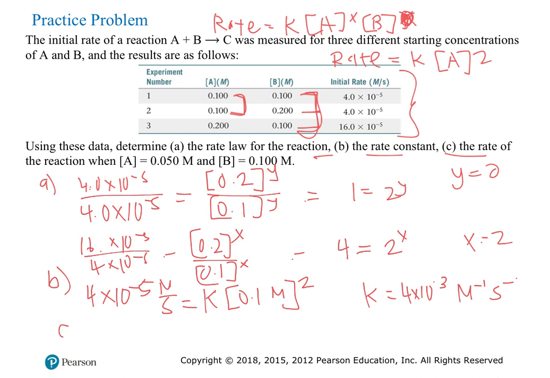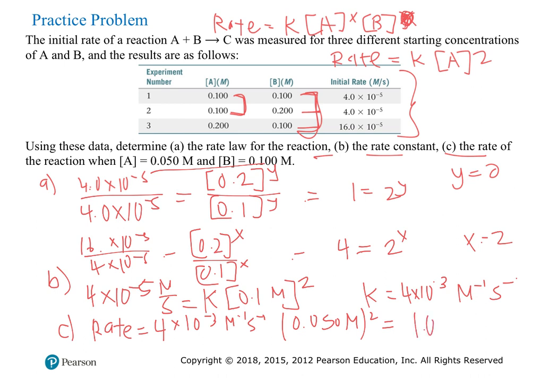So the next step, taking it a step further, is finding the rate when these are the case. So we'll plug into our rate law. Rate equals k, which is 4 times 10 to the negative 3 inverse molar inverse second, times our concentration of A, 0.050 molar squared, times B to the 0, which is just 1. And what we get is 1.0 times 10 to the negative 5 molar per second.